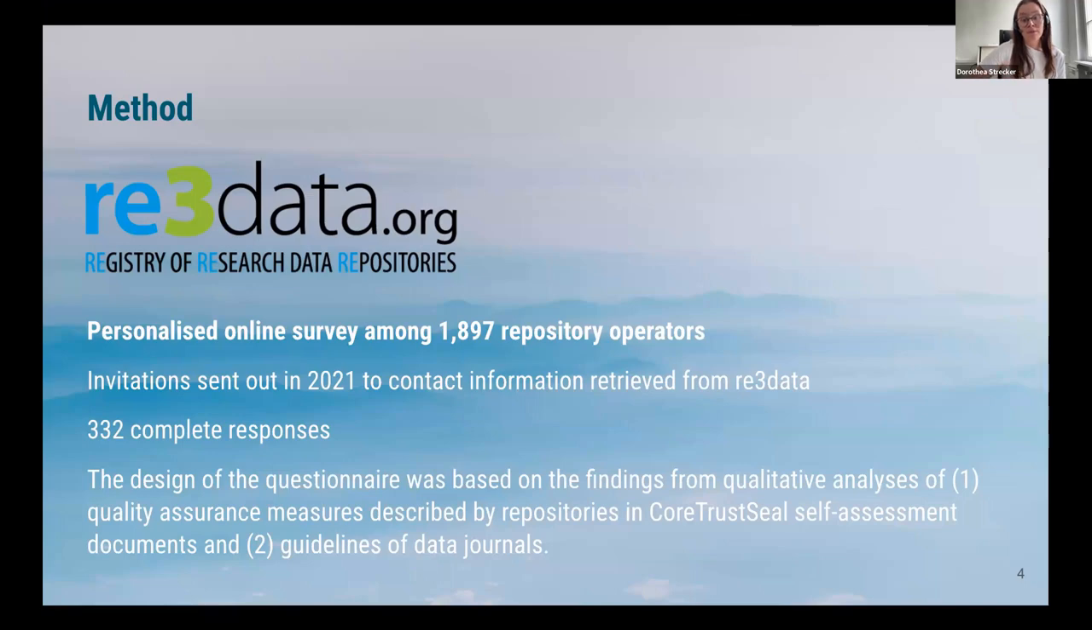and we took great care in designing the questionnaire. It was informed by 2 qualitative analyses that were conducted prior to the survey. One of the analyses was of Quadtrust Seal self-assessment documents, and the other of guidelines of data journals. These analyses provided us with a first notion of what aspects were considered at repositories and data journals when tasked with ensuring data quality.